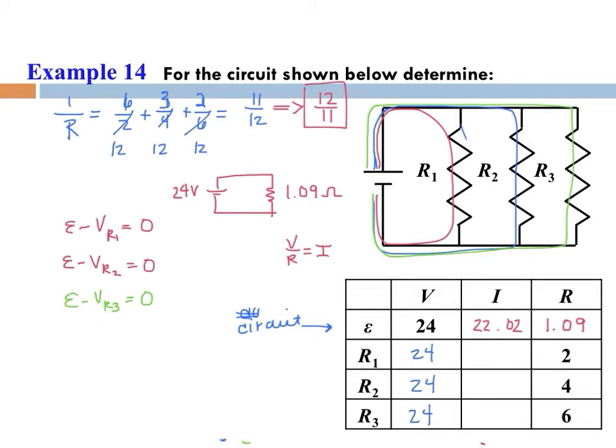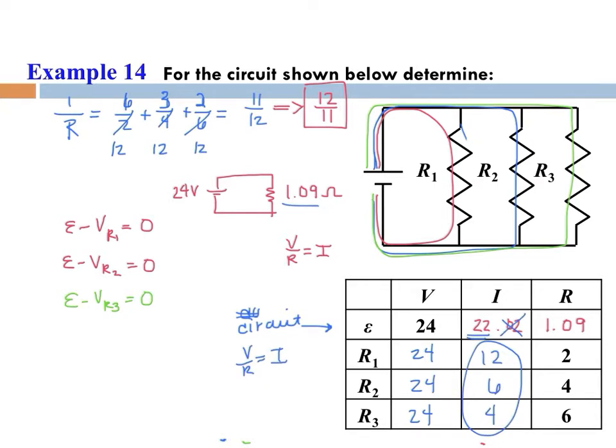And again, solving for my current, which is V over R, gives me I. Then this is 12, this is 6, and this is 4. And again, once these add up together, I should get 22. Exactly. 22.02 is the number I got when I rounded 1.09.